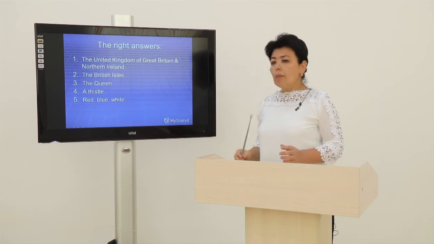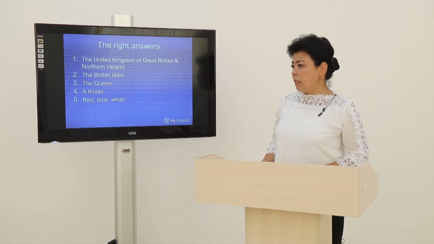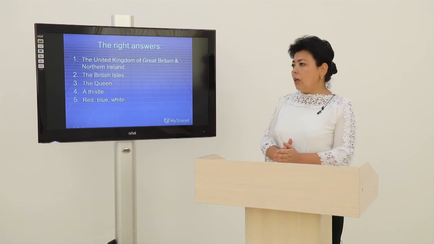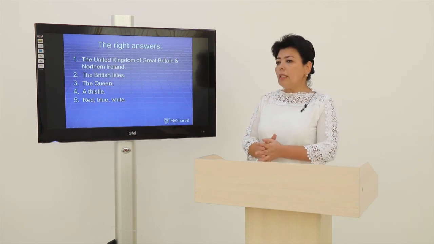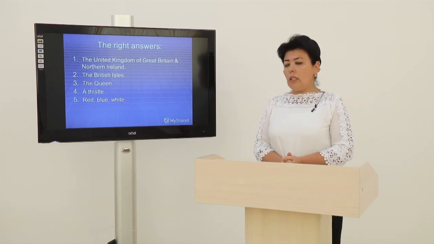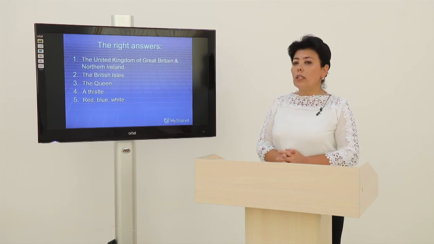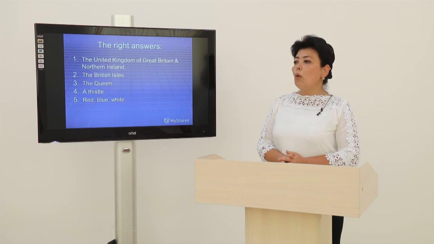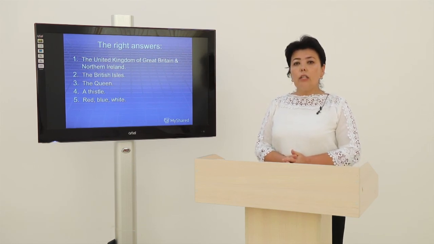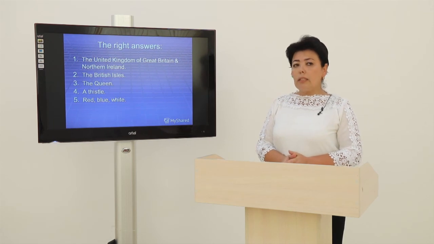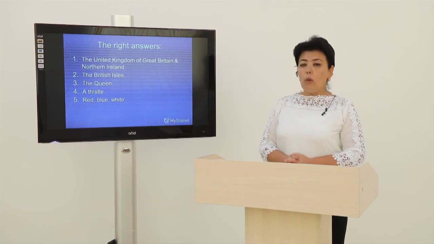So, let's come to a conclusion about the United Kingdom and Great Britain. The United Kingdom is a constitutional monarchy, and it consists of 2 large islands and 5,000 small islands. The head of the state is the Queen, but the Queen does not rule the state, she reigns over the state. The Prime Minister rules the state. The capital of Great Britain is London, the oldest city.